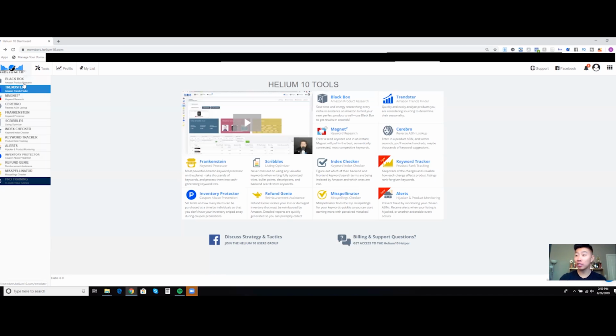I also apologize for the poor video quality. I know that top camera isn't the best, but if you want me to focus on me, we'll focus on Black Box. So Black Box, this is the Helium10 dashboard.